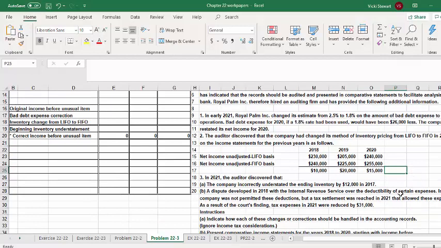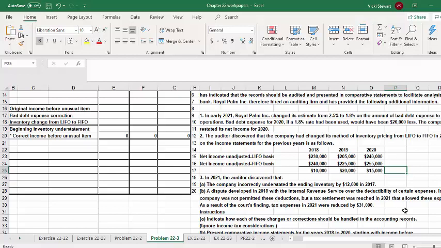In 2021, the auditor discovered that A, the company incorrectly understated its ending inventory by $12,000 in 2017, and B, a dispute developed in 2018 with the IRS over the deductibility of certain expenses, and in 2018 the company was not permitted these deductions, but a tax settlement was reached in 2021 that allowed those expenses. So as a result of the court's finding, tax expenses in 2021 were reduced by $31,000.